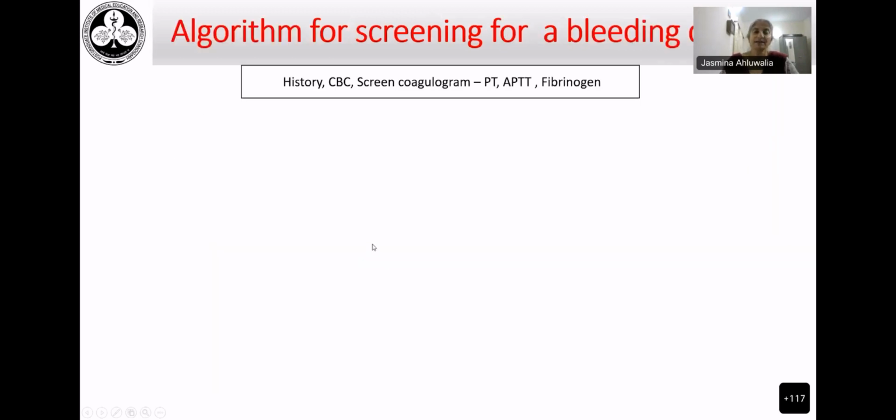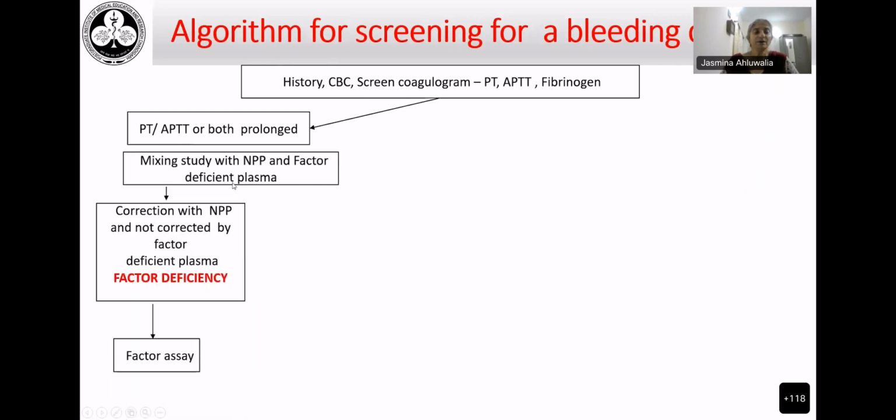So how should we now screen for a bleeding disorder? We should take a good history. We should look at the CBC so that we know whether there's a thrombocytopenia or not, and then we run a clotting screen. If the PT or APTT or both are prolonged, then we do a mixing test with the normal pooled plasma and with factor deficient plasma. If we get correction with normal pooled plasma and no correction by deficient plasma, we're looking at a factor deficiency. We need to confirm that by a factor assay.